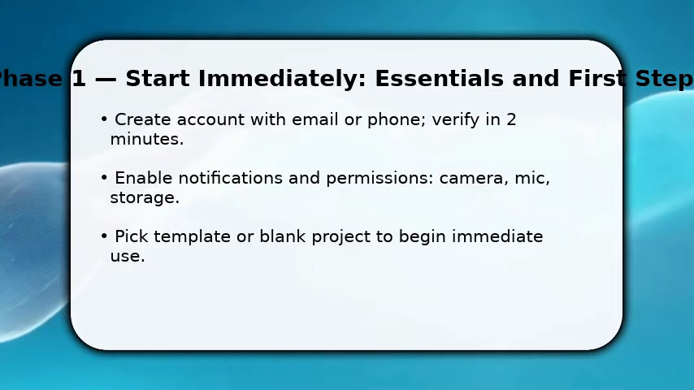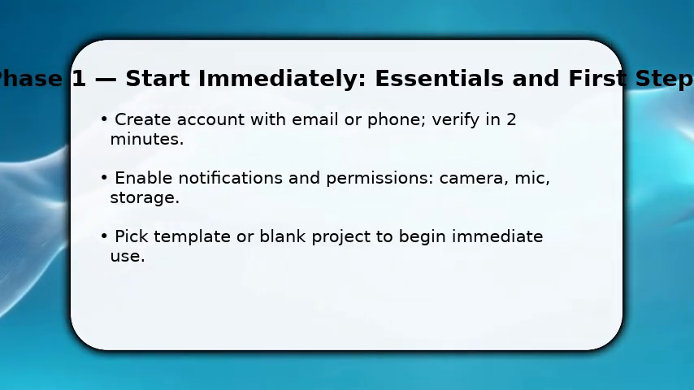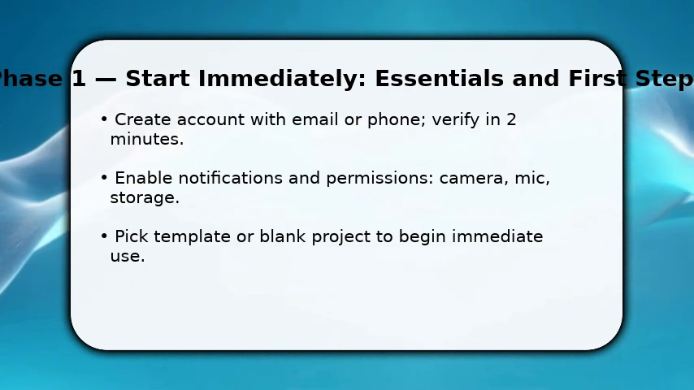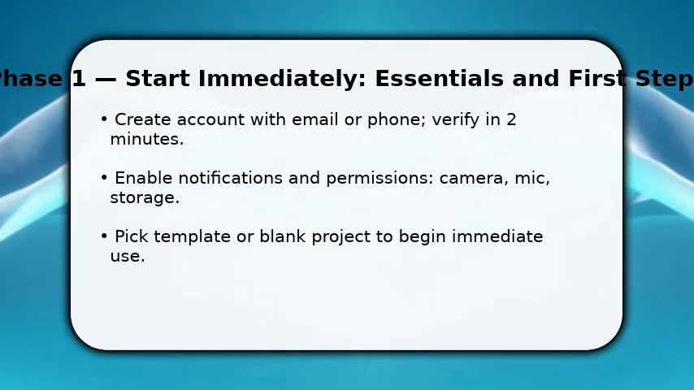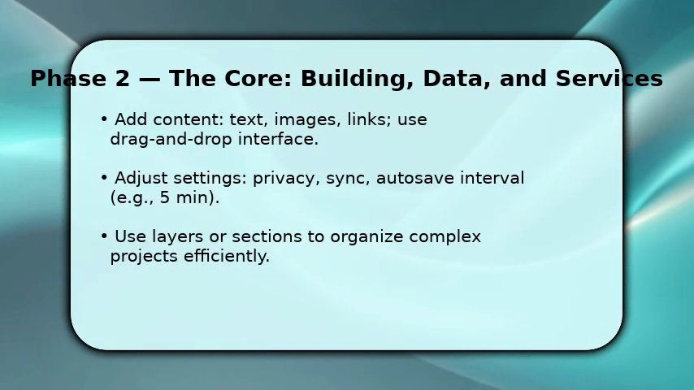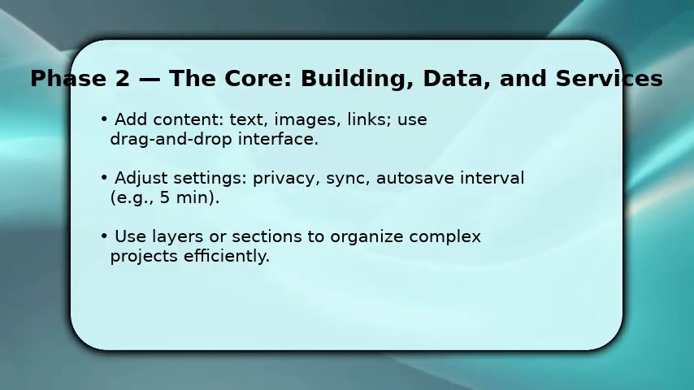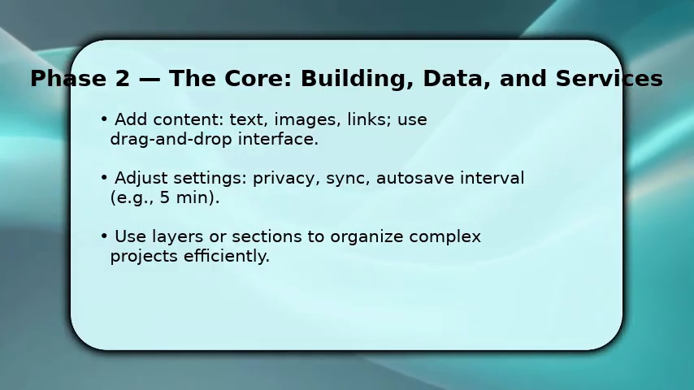Start the first action. Tap Create, name your item, and add one asset. This sets the stage for the detailed steps ahead. You now move into the core process, assembling and customizing content. Add text, images, and links, then arrange them with drag and drop. This gives you visual control.